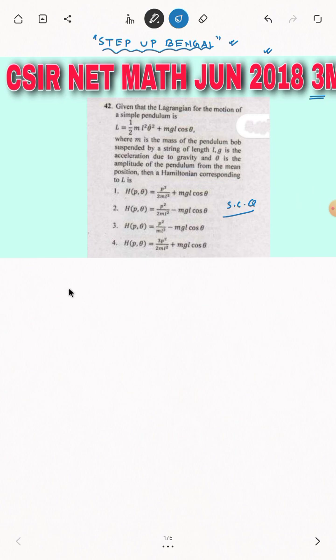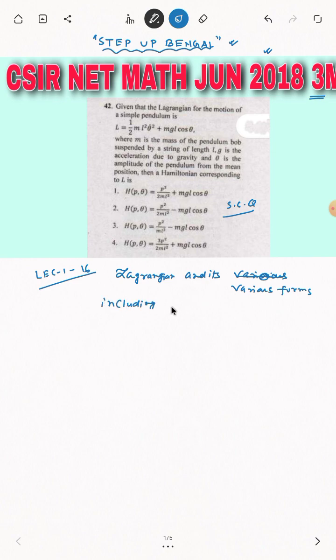Now, we have so far discussed from lecture number 1 to 16 all the aspects of Lagrangian and its various forms, including Euler-Lagrange or simply Lagrange equations.